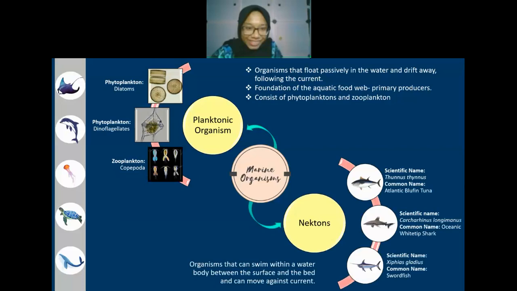Next, we have the nekton. Nektons are organisms that live independently in the ocean. They can move against the ocean current. They can be in the upper layer or the bottom layer of the ocean. Examples of nektons we have here. The first one is the Atlantic bluefin tuna.